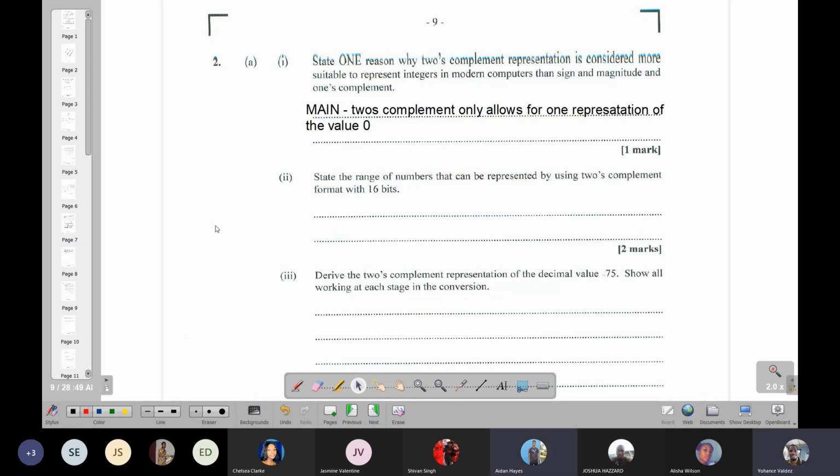So our answer could also be that it is the most useful form of handling negative numbers because you could use all the bits. That's not the main reason, but it is a reason. I might have given you that, because they didn't really say the main reason. They said state one reason. As opposed to sign and magnitude, it allows for a greater range of negative and positive numbers.